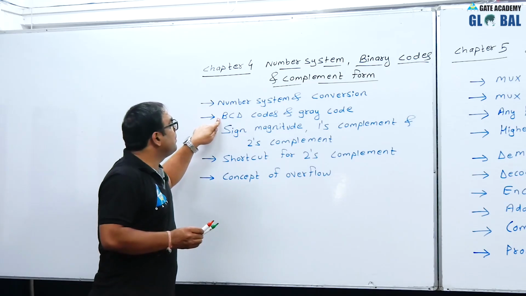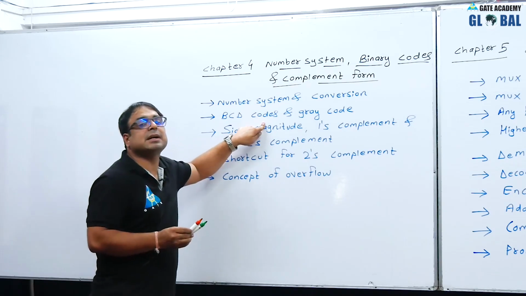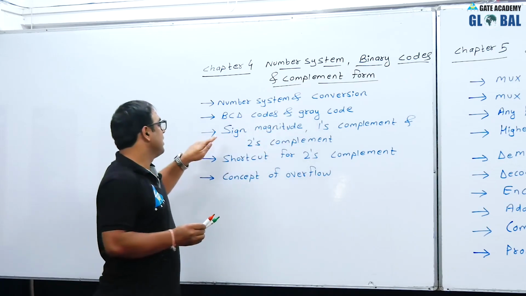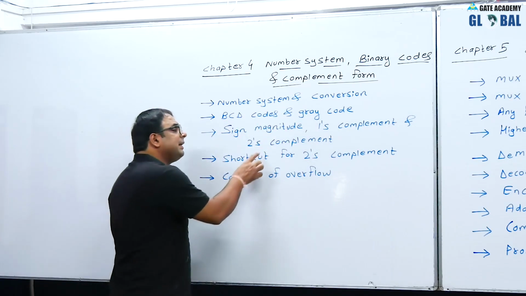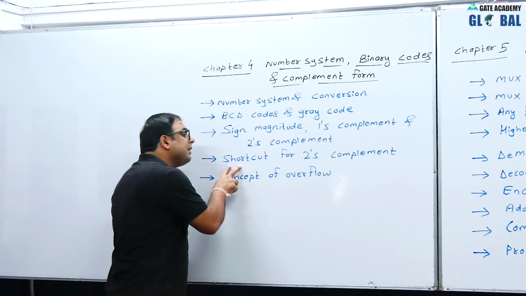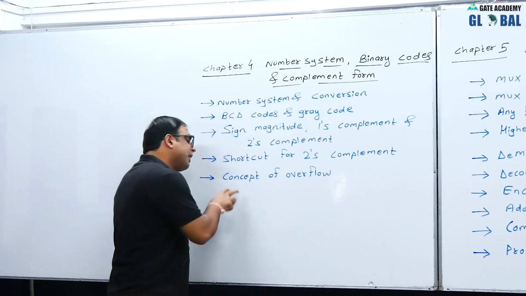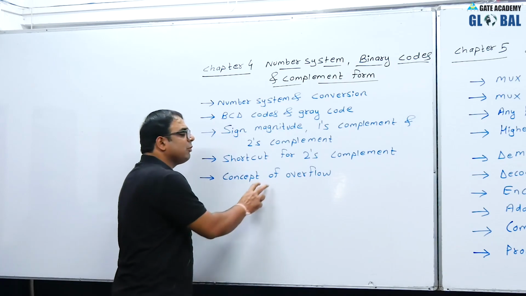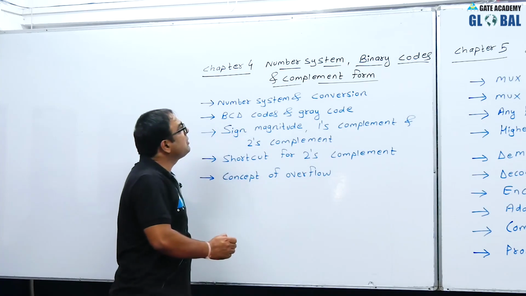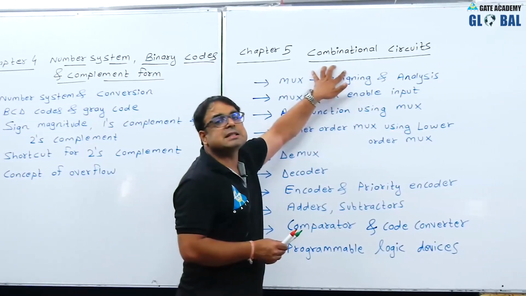Next, we will be discussing BCD codes, all the types of BCD codes, self-complementing, etc., and we will also be discussing gray code. Sign magnitude form, ones complement and twos complement representation we are going to discuss for a binary number. Then also how to find the twos complement shortcut method. And finally, very important topic, the concept of overflow. This I will be discussing in very much detail. So after this unit, next we will be starting with combinational circuits.